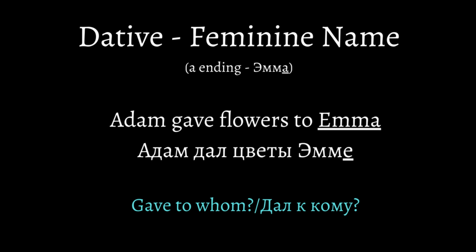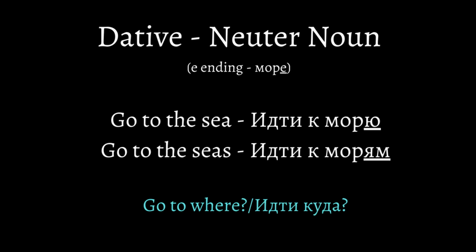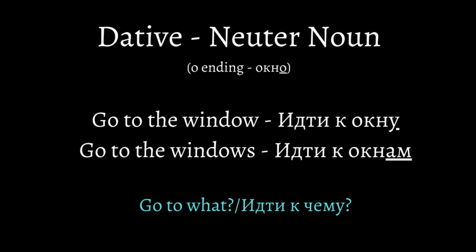Finally, let's finish the dative with two expressions with neuter nouns. Here we have a neuter noun that ends in ye. Идти к морю and идти к морям. Море ends in ye, so we change it to yu when singular and to yam when plural. Here we have a neuter noun ending in o, идти к окну and идти к окнам. Окно ends in o, so we change it to u when singular and to am when plural.